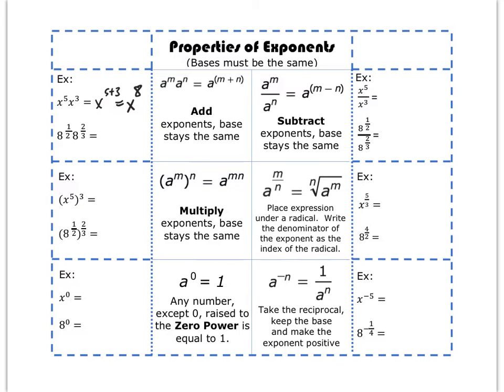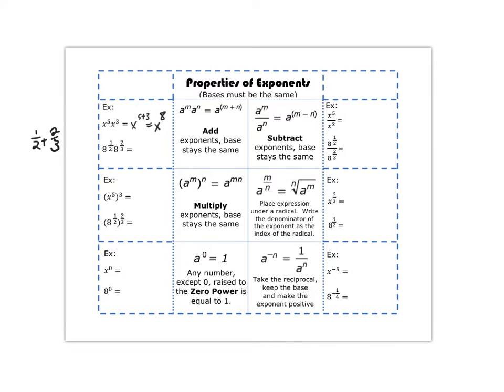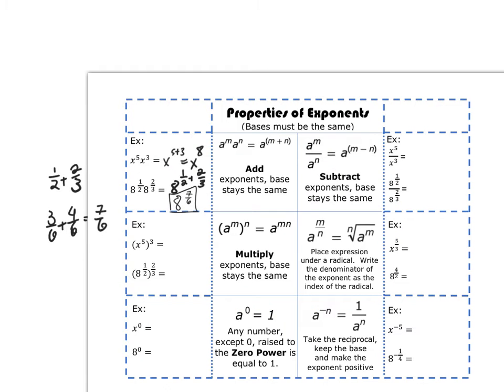And it works the same way with fractions. This is going to simplify to 8 to the power of 1/2 plus 2/3. And now we just need to remember how to add 1/2 and 2/3. Once we've got a common denominator, we can see that that's going to be 8 to the power of 7/6. And that's our final answer there. So we used the same rule. We are just adding fractions instead of adding whole numbers.